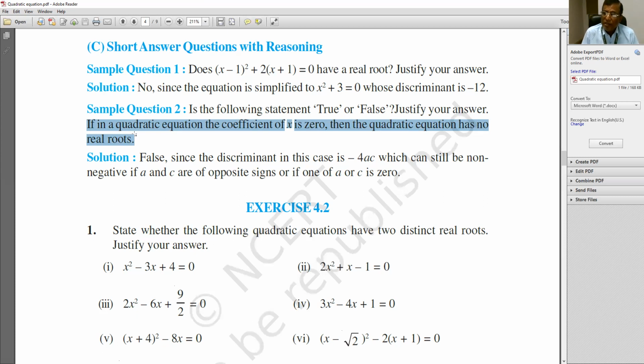then no problem. It may be equal to 0. So still you have two terms in your quadratic equation. And in that case, it is possible to find the discriminant. So here it is written false, as I told you. Since the discriminant in this case is minus 4ac, which can still be non-negative. Which can still be non-negative if a and c are of opposite sign, or a or c are 0. Yeah, this is the logic we have discussed already.